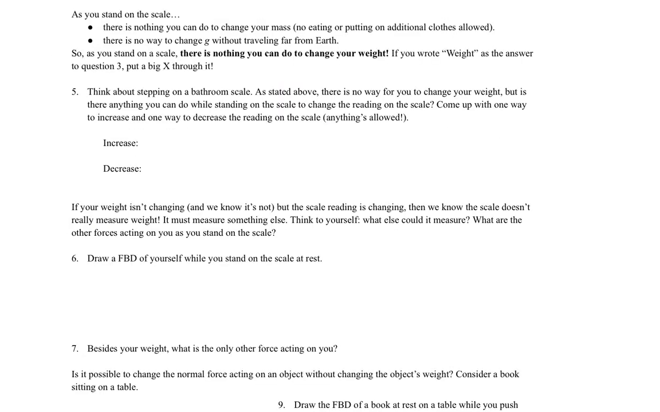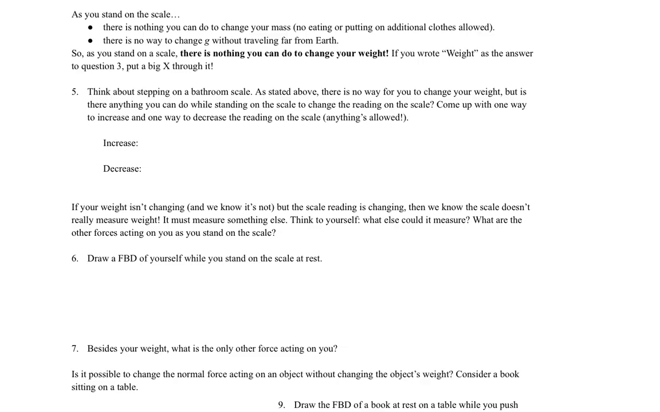So knowing that mass and the acceleration due to gravity are the only things that affect weight, you should see that there's nothing you can do while you stand on the scale to affect your weight, because you can't change your mass. We're not going to eat anything or put additional clothes on. And there's certainly nothing you can do to change g. You can't leave Earth while you're standing on the scale. So as you stand on the scale, there's absolutely nothing you can do to change your weight. So hopefully you see that a scale does not measure weight.